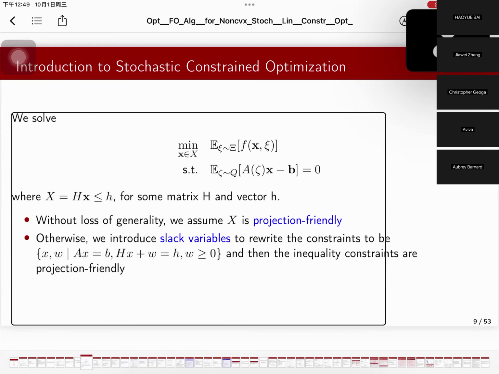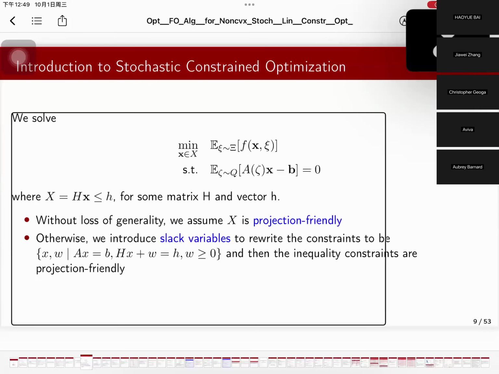We are interested in the following stochastic constrained optimization problem. You will notice that we have an expectation for the objective function, and the constraint is also an expectation of A(zeta)x minus b. We can assume that the set capital X is easy to do projection because here we only consider linear types of inequality constraints. So this is without loss of generality.